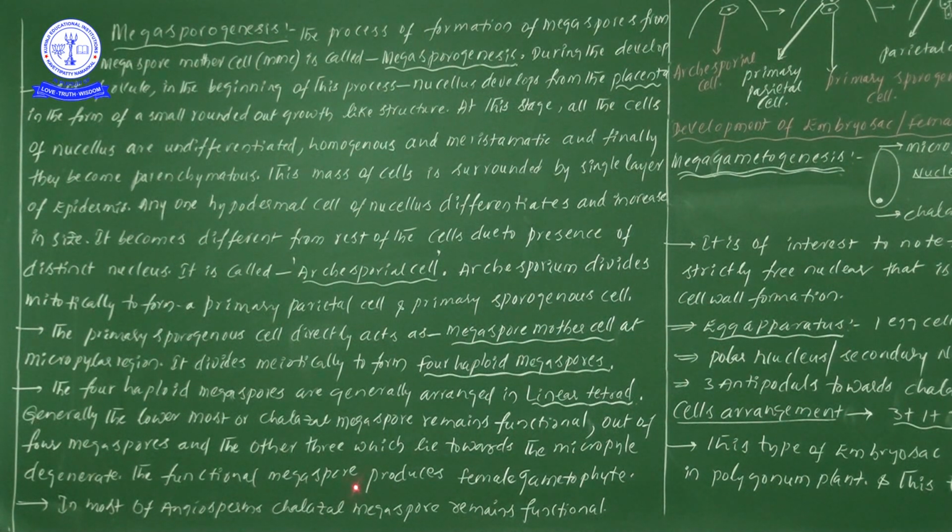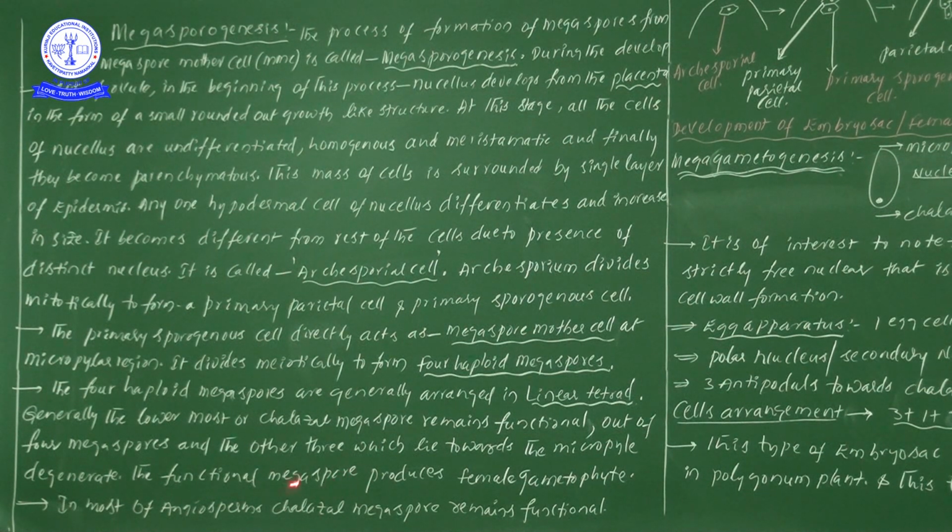So now the functional megaspore produces the female gametophyte. What is the point here? One and only one functional cell is remaining, and this functional megaspore alone is involved in the development of a female gametophyte. So for the development of a female gametophyte, how many megaspores are involved?